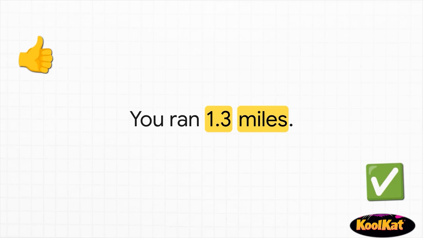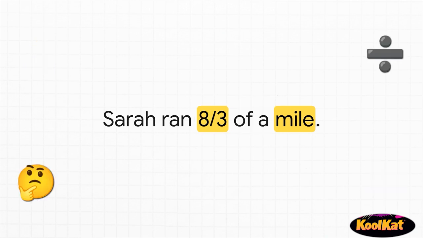So let's put you in the race. You ran the first leg. Your distance is 1.3 miles. Okay, simple enough. We can all picture that. Then Sarah takes over. Her distance? 8/3 of a mile. Okay. Is that more or less than your 1.3? It's kind of hard to tell just by looking at it, right?